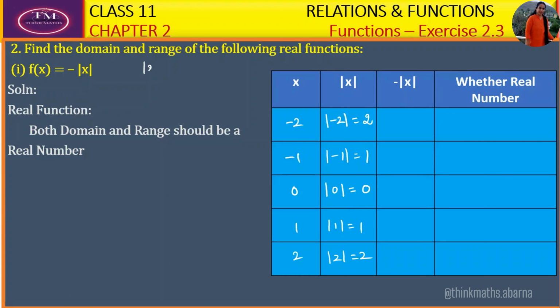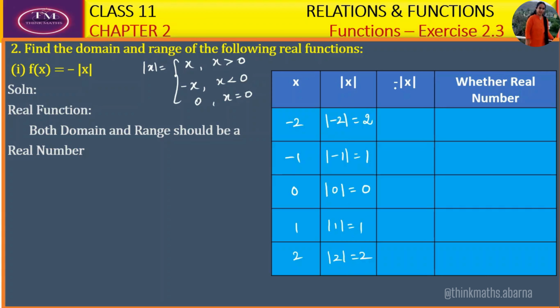Because mod x is nothing but x when x is positive, and -x when x is negative, or it is equal to 0 when x equals 0. So what happens if it is minus 1? Then mod x will be minus of minus 1, so it will become positive. So modulus x is always positive.